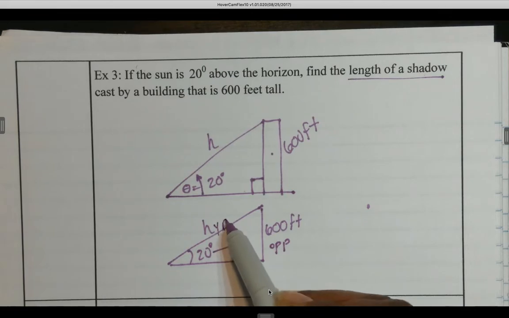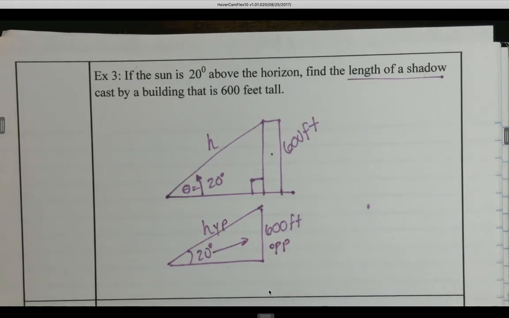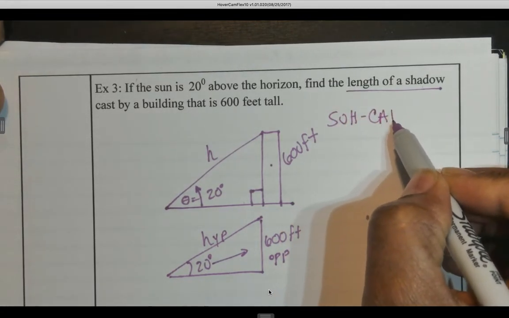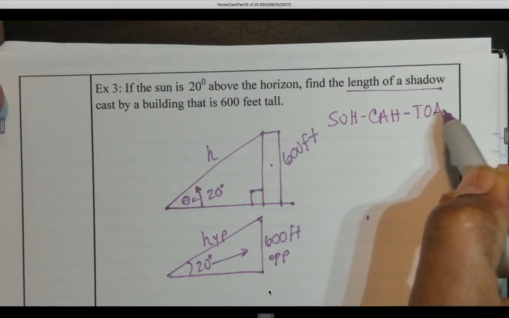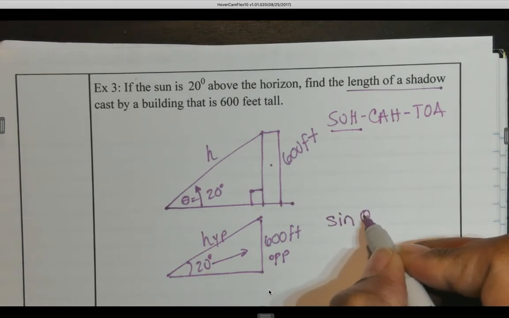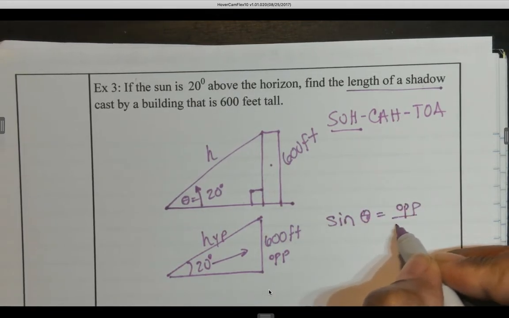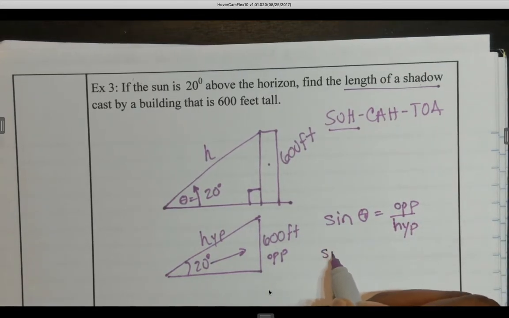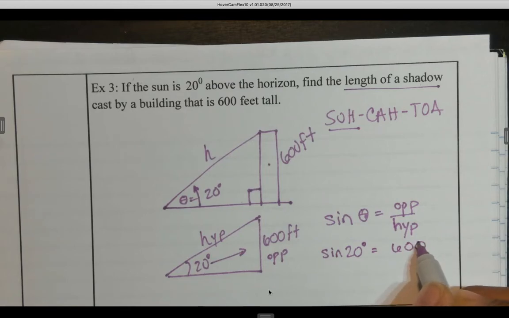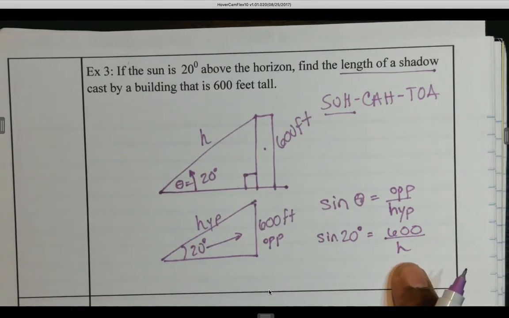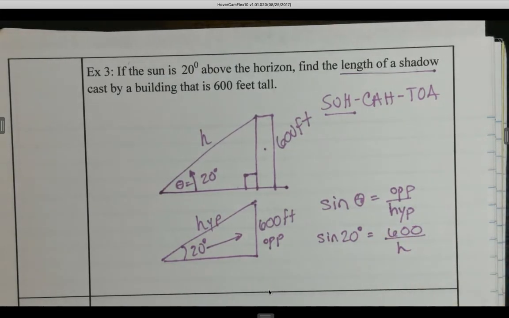I'm looking for the hypotenuse, so then I go back to SOHCAHTOA and say, okay, what trig ratio uses opposite and hypotenuse? And it happens to be sine, so I'm just going to use that. Sine of theta equals opposite over hypotenuse. Okay, so I know that theta is 20 degrees, so sine of 20 degrees equals, my opposite side is 600, my hypotenuse we called h, we don't know what it is, and now I have an equation that I can use to solve for h. H is the only missing piece. I'm going to solve for h.